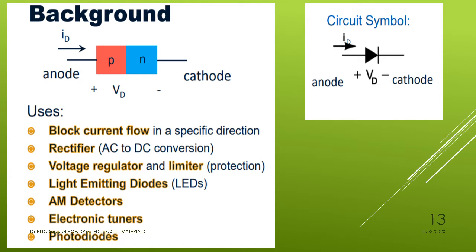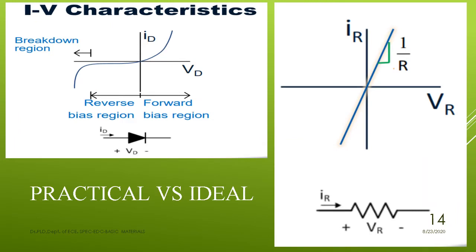Then amplitude modulation detectors, electronic tuners, and photodiodes. I already told you just now, these are all applications of the basic PN junction diodes. Its uses are listed here.